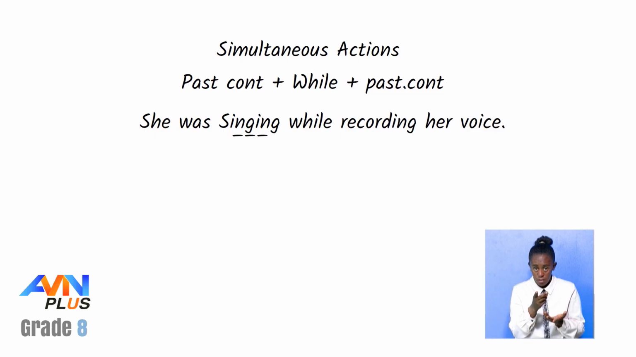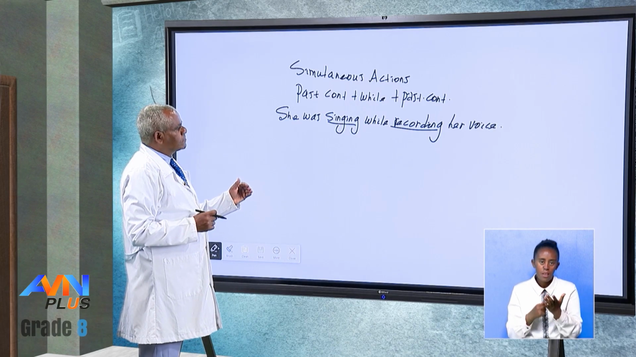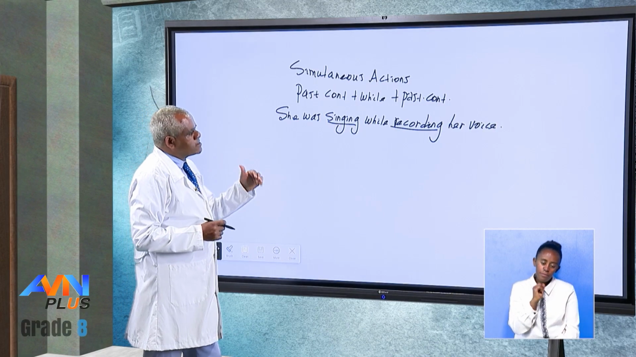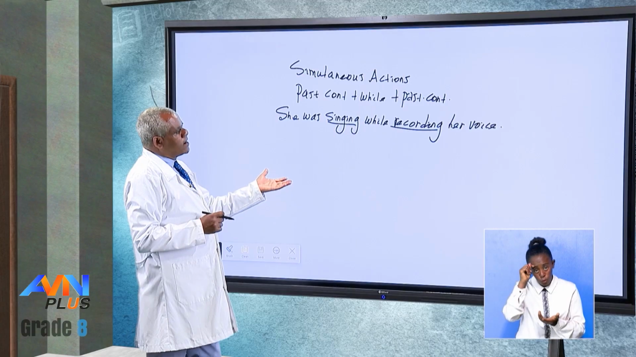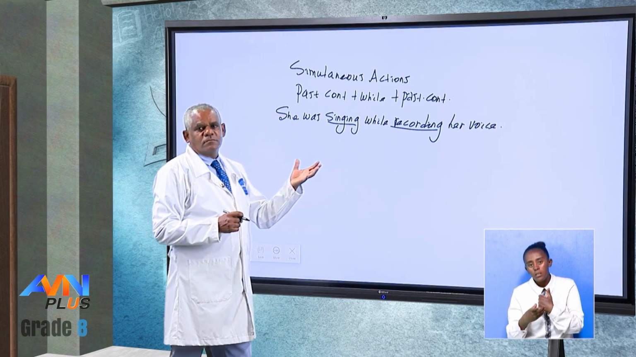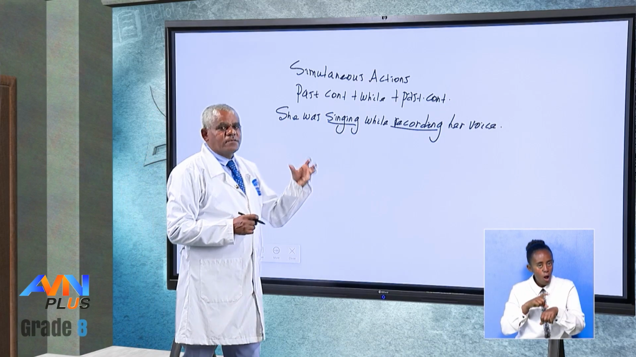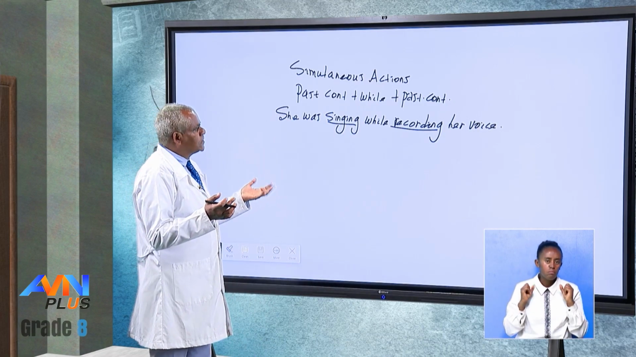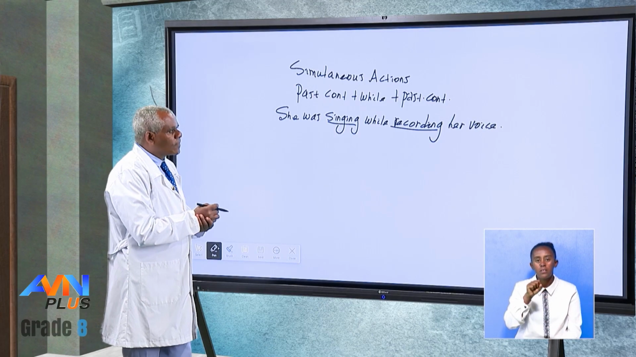See, recording. Who's doing that? This person. Sarah was singing while recording her voice. Tofik was singing while recording his voice. They were singing while recording their voices. Possible. This is what we call simultaneous action.